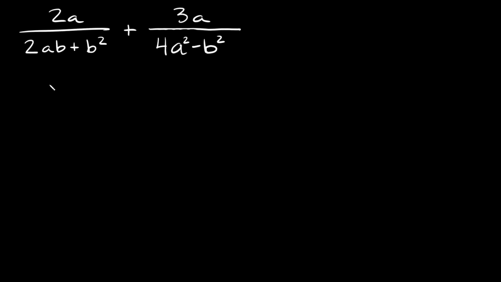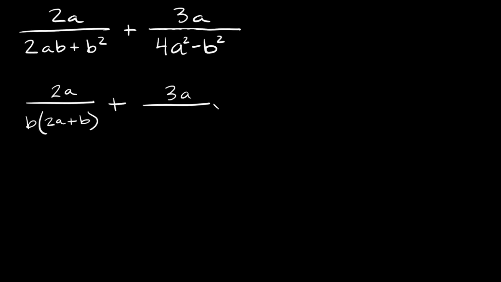I'm just going to write it underneath it. So we're going to have 2a over, and now here we can factor out a b, right? And then inside the parentheses, we're just going to be left with 2a plus b, okay? And then we're going to add that, and we're going to do the same thing over here. We're going to factor the bottom. So we're going to have 3a over.